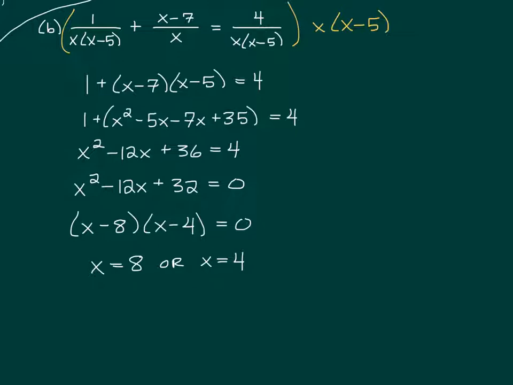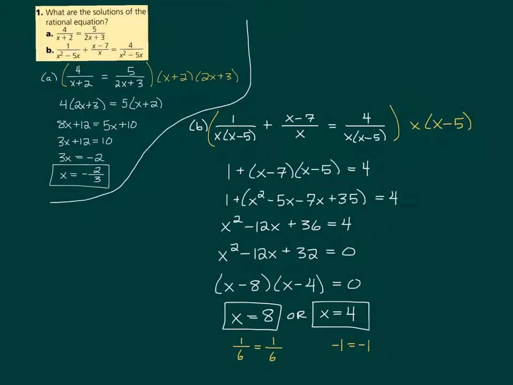And you want to plug them back in and make sure that they do in fact work. Do both of those numbers work in this problem? I checked x equals 4. That one works. What about x equals 8? And you check x equals 8. It works as well. When you check x equals 4, you should end up with, I believe it was negative 1 equals negative 1. When you check x equals 8, you should end up with 1/6 equals 1/6. Both of those are obviously true, so they both work. So, that is how we're going to solve rational equations.